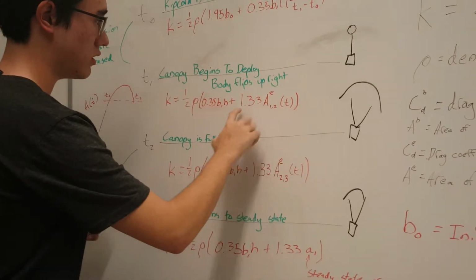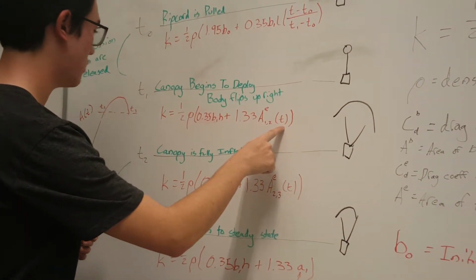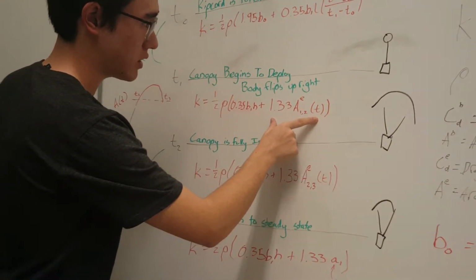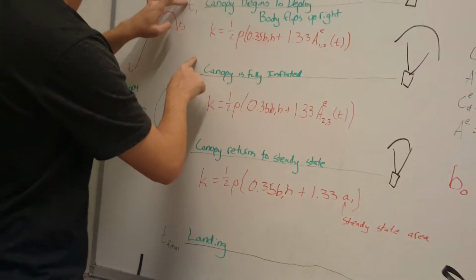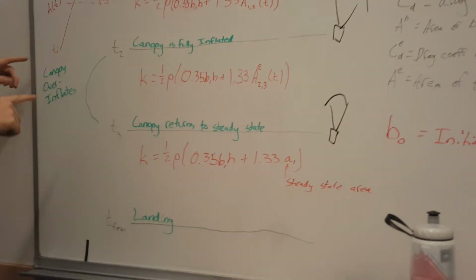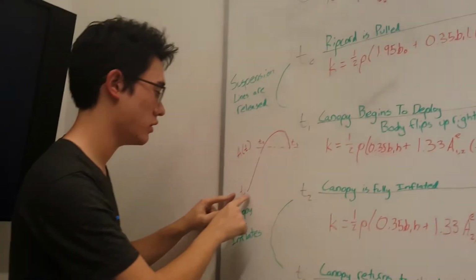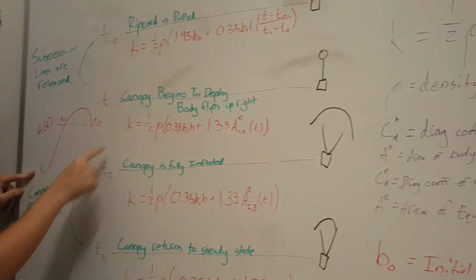And then here is the drag of the parachute, and that has turned into a time function because the parachute is constantly being deployed during this time. And we have A of t graphed over here. This is at t1. It is just kind of starting to constantly increase between t1 and t2.